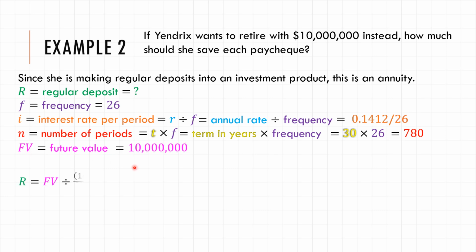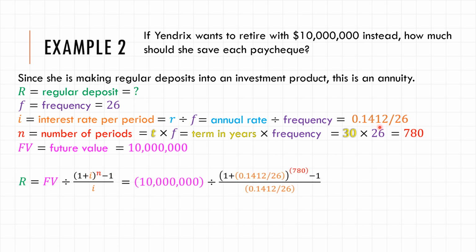So we can actually use that version of the formula that has R isolated. We can plug in our values. 10 million is the future value divided by all of this. And we know that I is 0.1412 over 26. And N, the number of periods, is 780. And this is pretty tricky to put into your calculator. So please try to do your best to do that one step at a time. In fact, pause the video here and see if you can do that.